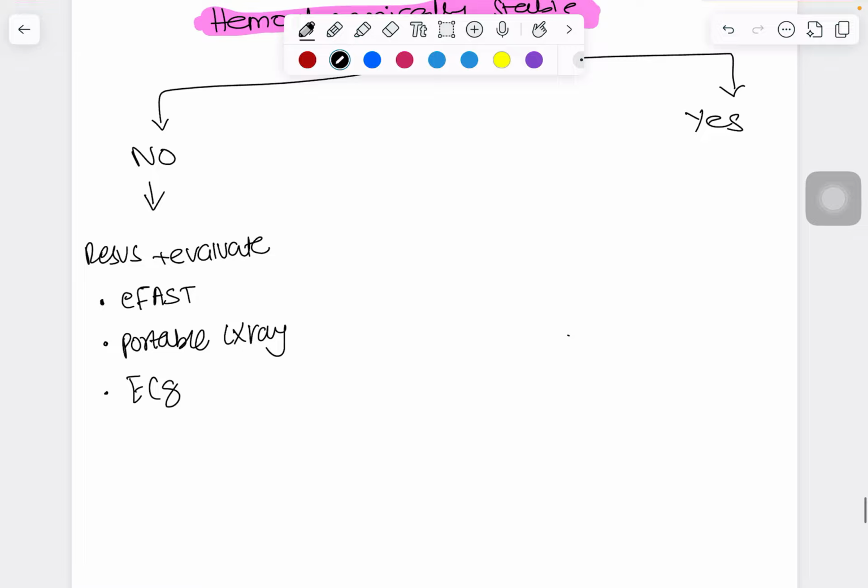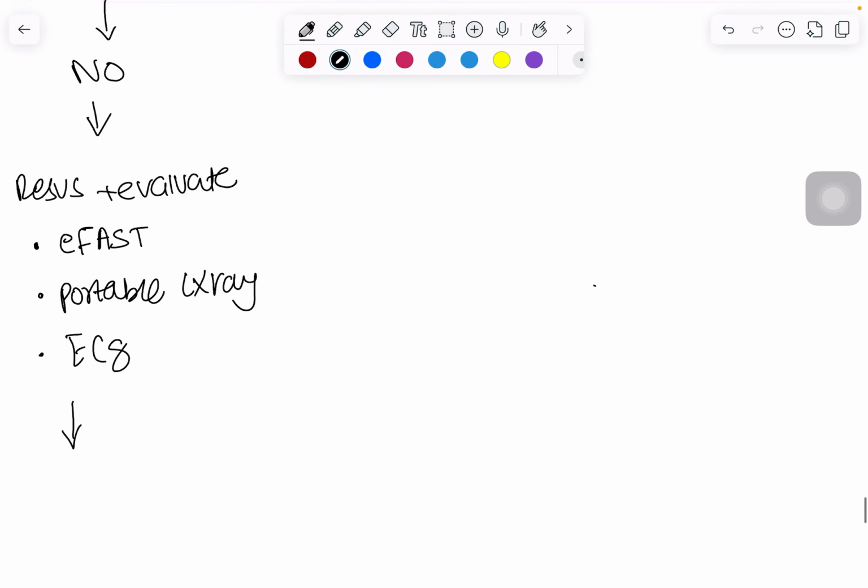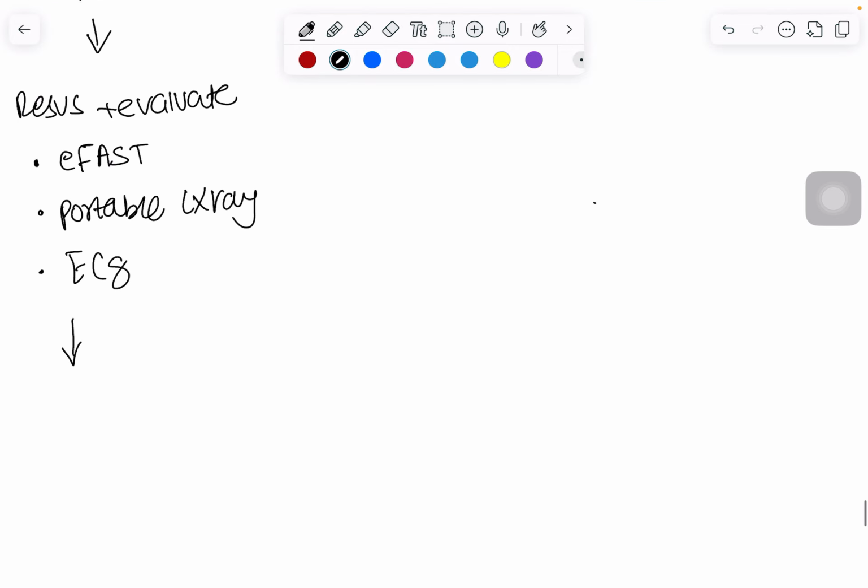Once this is done and you further evaluate the patient, we do any stabilizing intervention. For example, if the chest X-ray showed that the patient has a pneumothorax, we will put a chest tube inside the patient. And then again, we evaluate the patient further. If the patient continues to be hemodynamically unstable, then we take the patient to the OR and do a thoracotomy.